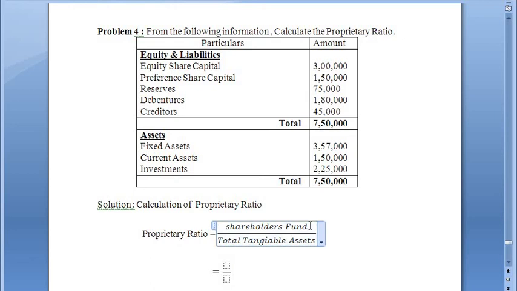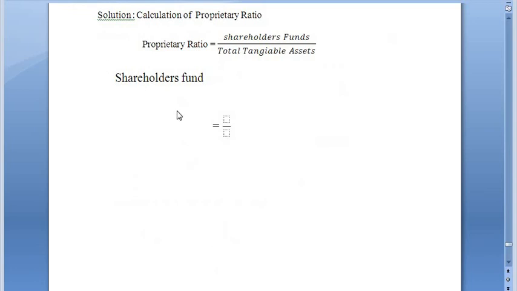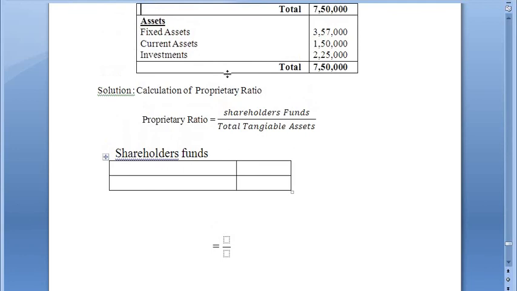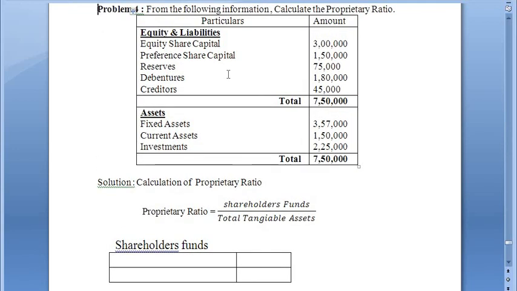Now next line, write shareholders fund. We need to find out the amount of shareholders fund. We don't know it, so we'll draw one table by which we can easily find the amount of shareholders fund. Now check in the problem the information related to shareholders fund. How do we find shareholders fund? Shareholders fund is equal to preference share capital, equity share capital, reserves and surplus minus fictitious assets.